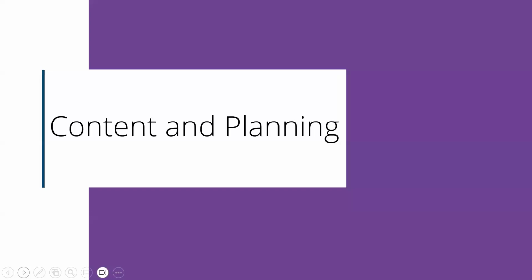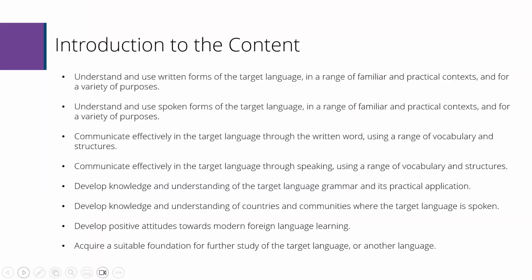We're going to think a little bit now about the content and planning of the courses. We're going to aim at what we want students to be able to do, and these are the big picture elements of what we need our students to be able to do by the end of the course.